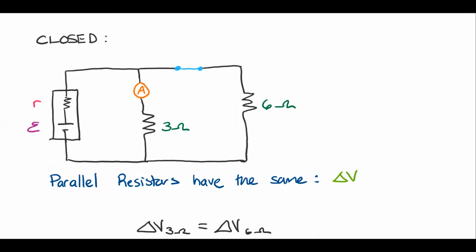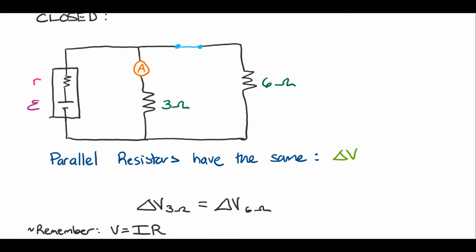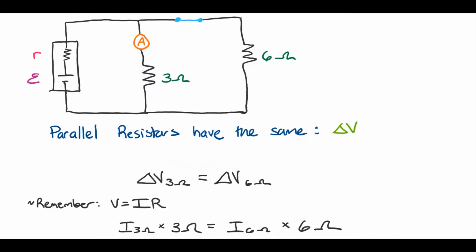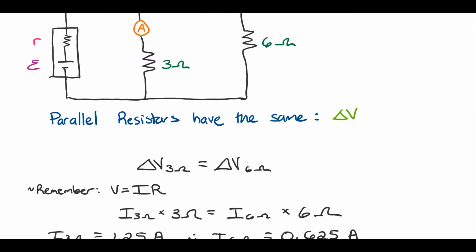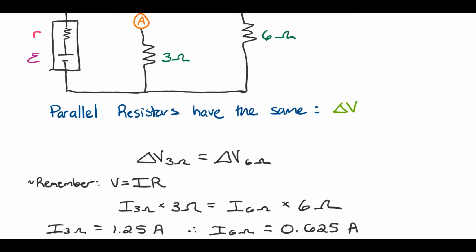Since we know that the delta V across a 3 ohm resistor is equal to the delta V across a 6 ohm resistor, we can now manipulate this by remembering Ohm's law, which is V is equal to IR. Substituting those appropriate variables into this equation, we realize that we know what the current across a 3 ohm resistor is. That's one of our givens. It was 1.25 amps. Therefore, we can solve for the only remaining variable, which is the current across a 6 ohm resistor. And through a little math, we get that it's 0.625 amps.